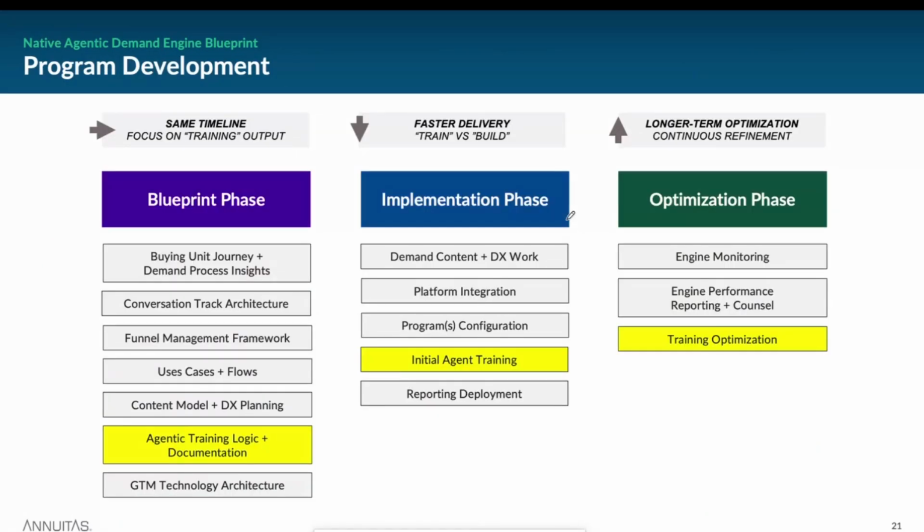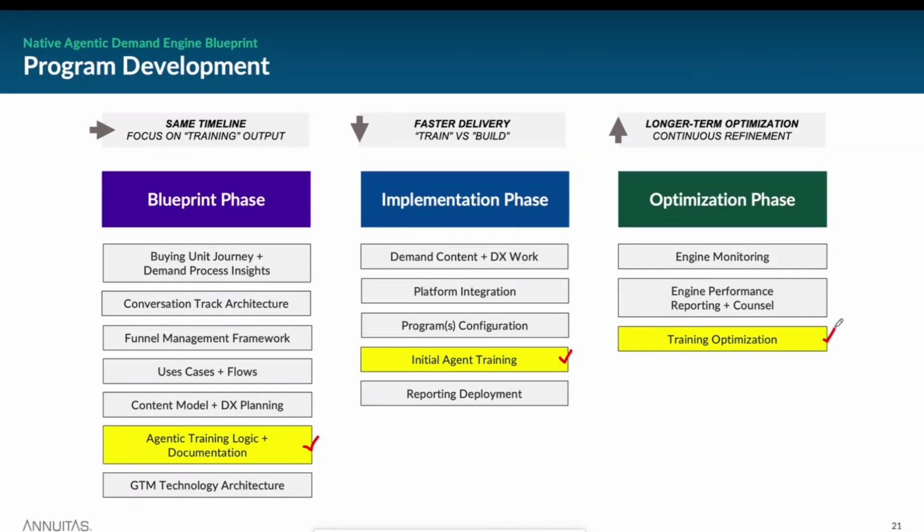We see that when we talk about agentic demand engine development, right? Program development, sort of classic. Again, we've been doing this for 10 plus years. Classic process we go through is blueprinting, implementation, optimization. Couple things are the same. Couple things have changed, right? We talked about earlier, some of these building blocks are very much still in there. But one of the key things that's changing is that the output of a lot of these phases is in fact training documentation, training logic. And in optimization phases, it's all about improving training.